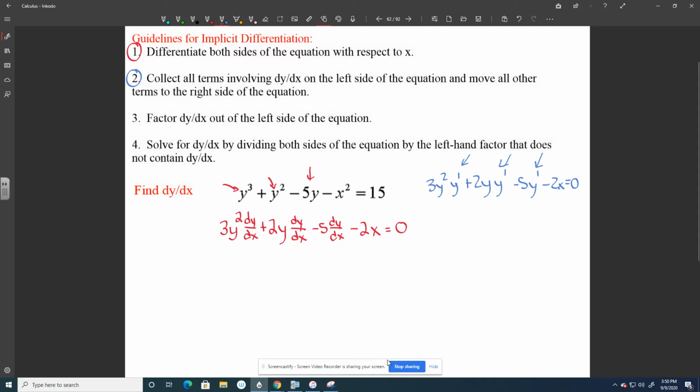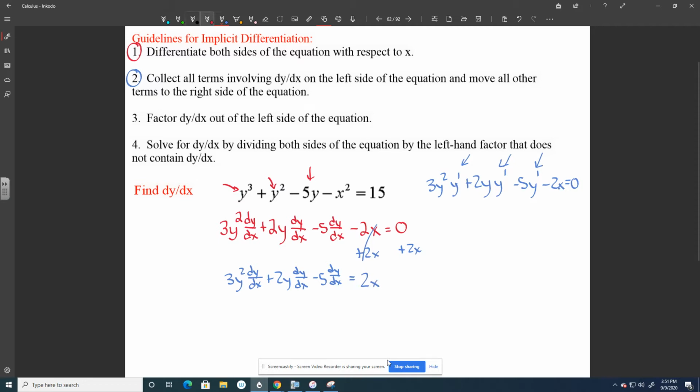So step 2 is to collect all the terms that have a dy/dx on one side and move everything else to the other side. So in this one, it's not too bad because this has a dy/dx, this one has a dy/dx, this one has a dy/dx. All I have to do is move this negative 2x by adding 2x to both sides. So I still have 3y squared dy/dx. And I already know there's a whole bunch of you that are going to prefer y prime because it's a lot less writing to do. And that's okay. You can write y prime. Just be careful not to mix that up at any point thinking it's a y to the first power. So this, I moved to the right-hand side. So now I've got a 2x over here.